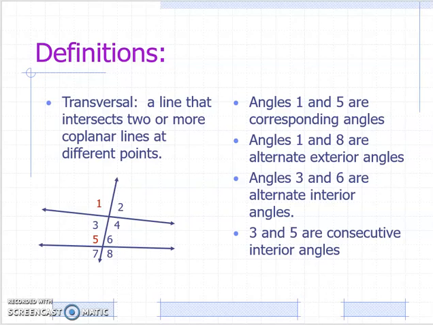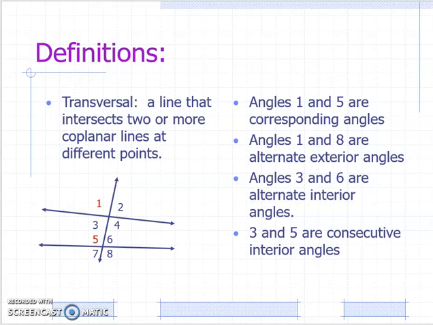And then last here, we have consecutive interior. Consecutive means beside each other, and interior means on the inside. Remember, our interior angles are 3, 4, 5, and 6. So consecutive interior would be 3 and 5 and 4 and 6.